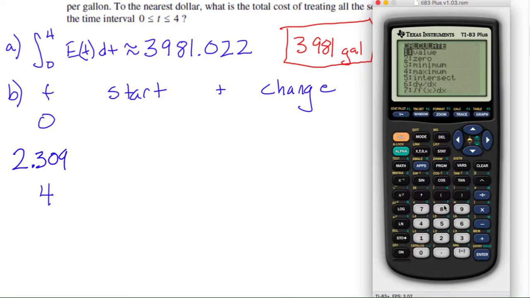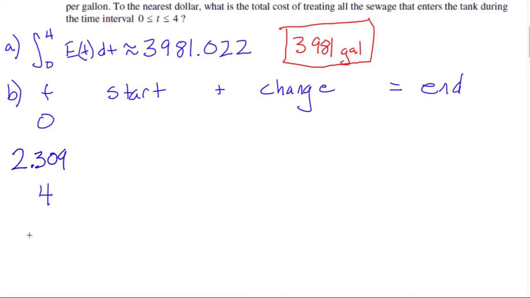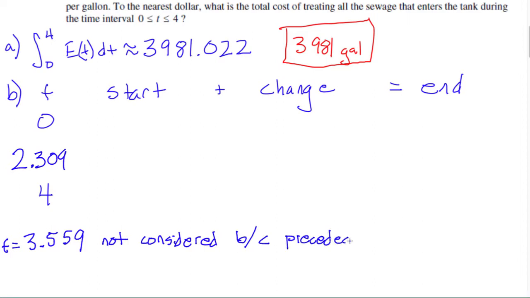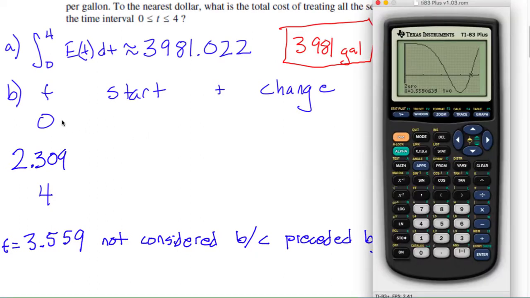I'm going to do second trace 2, and I'm going to guess between 3 and 4, I'll guess 3.5, and it's going to be almost exactly 3.5, or 3.559. So I'll say in here, T is equal to 3.559, not considered, because preceded by negative area. All right, so we have our table. Do we need to consider zero? Yes. Why? Zero is followed by positive or negative area?